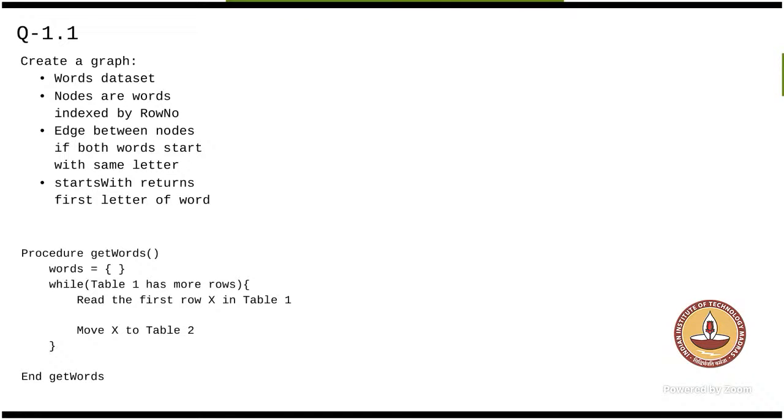Okay, yeah, right, so let's do that. This is what we are doing, right? Words of x dot row number is x dot word. So what do we need? We need nodes which are indexed by row number, so we need x dot row number, and you need to store the word corresponding to it.